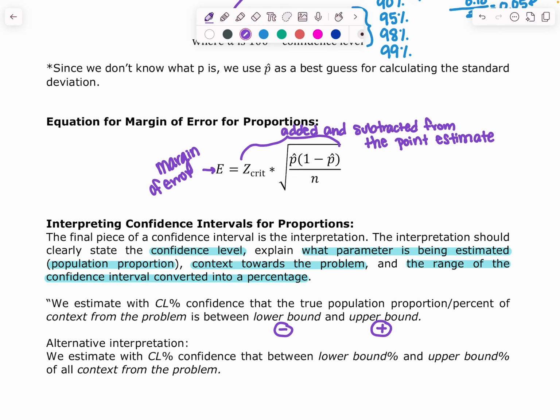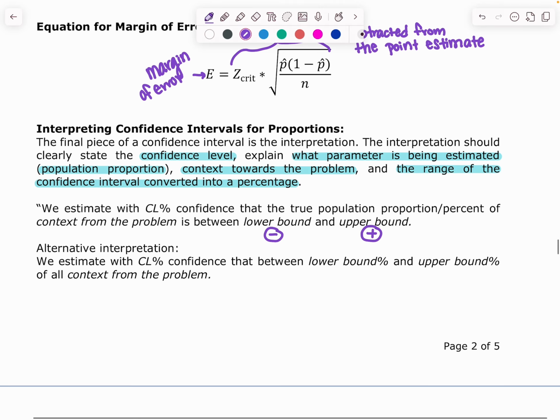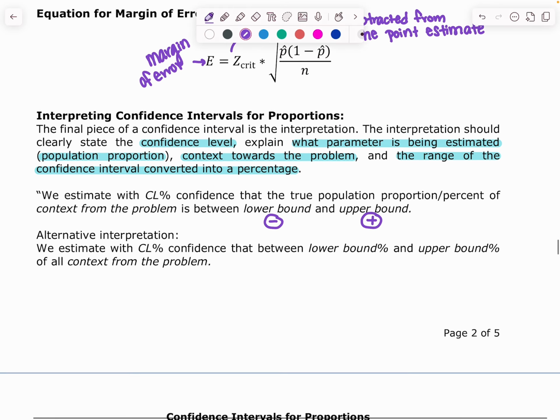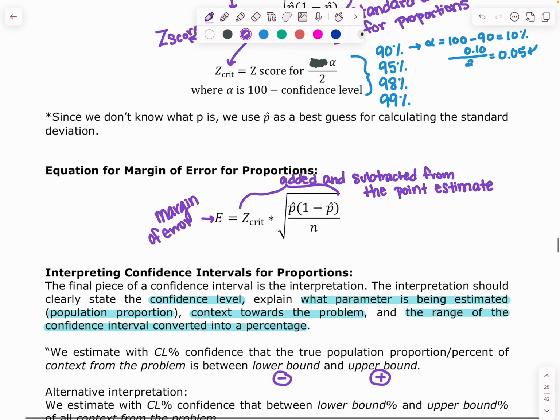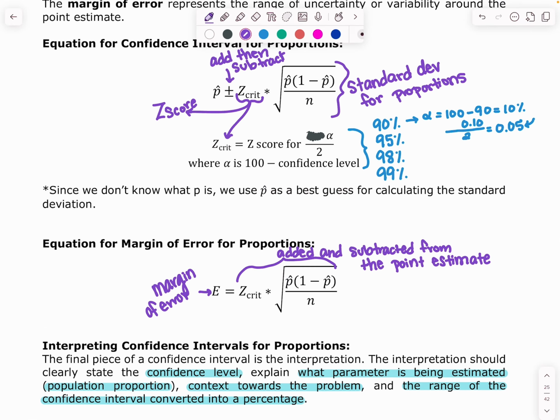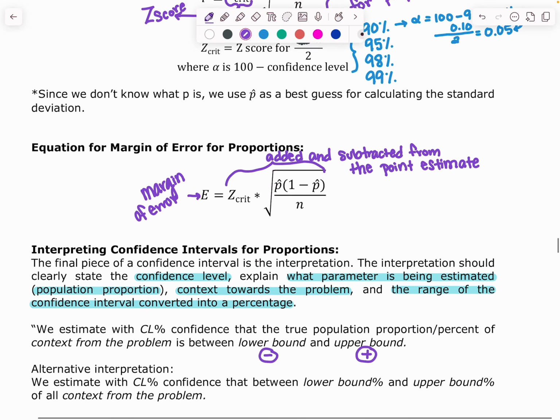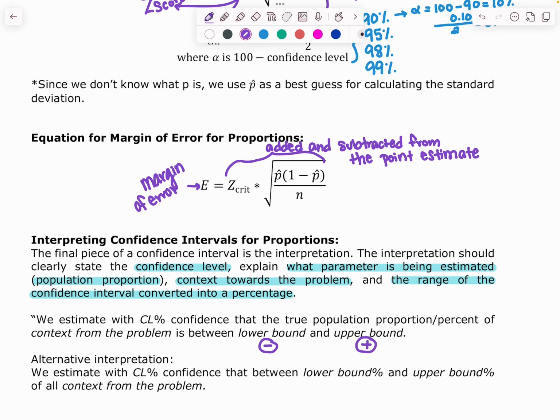An alternative interpretation is to say we estimate with the given percentage of confidence that between lower bound percent and upper bound percent of whatever it is we were looking at. So these are in very generic terms. Once we're doing some examples, this will be a lot easier to understand what I'm trying to say here. Okay? So this is the math and formulas behind what we're going to be doing, and then also a general idea of how to do the interpretation.